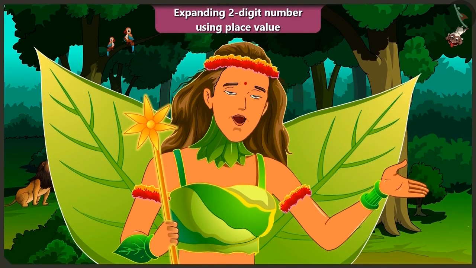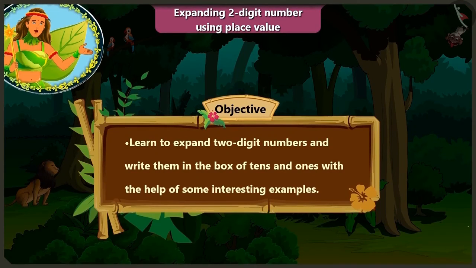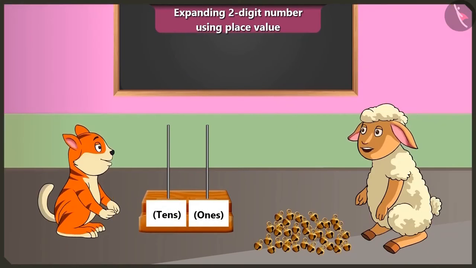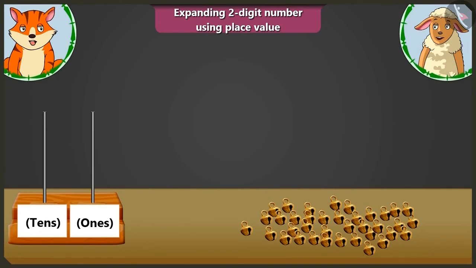Children, in this video, through some interesting examples, we will better understand expanding two-digit numbers using place value and writing in the boxes of tens and ones. Billy, here are some anklet beads. So can you count them and tell me how many beads to put in the tens and ones boxes of this abacus? Yes, sure. Look, Lily, first I will make groups of 10 with the anklet beads.